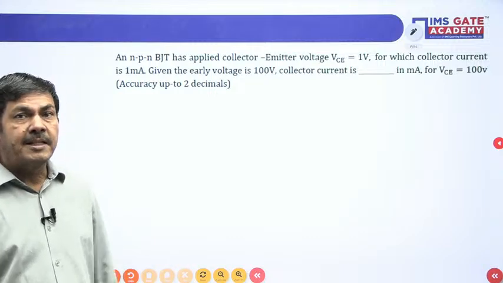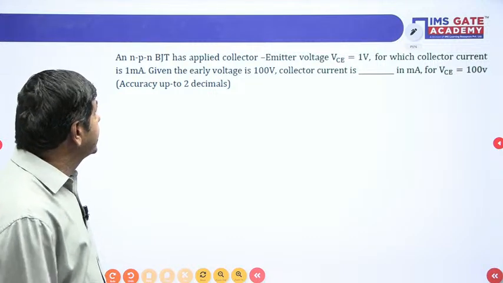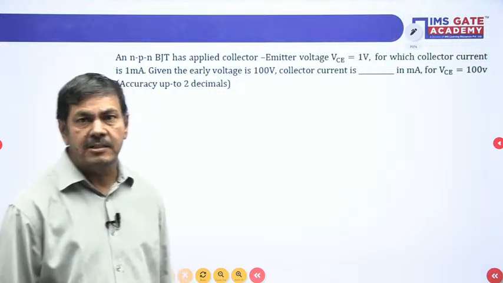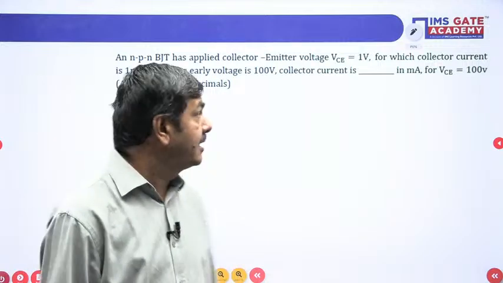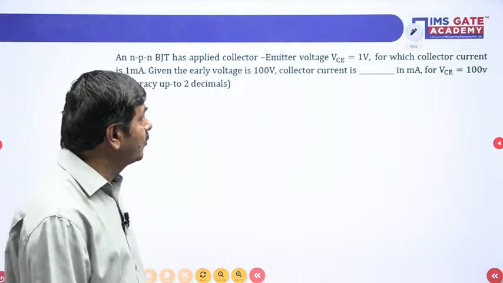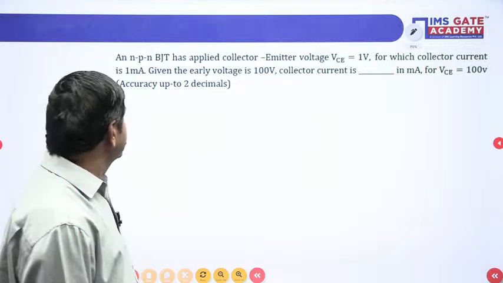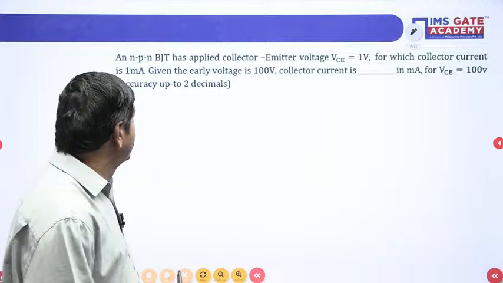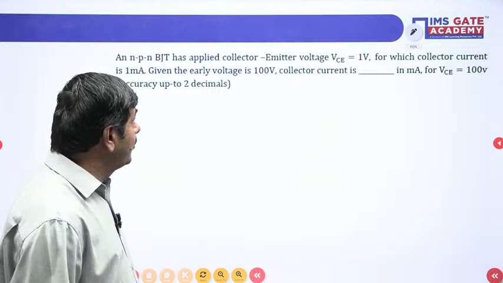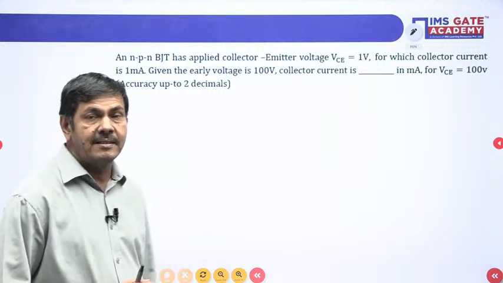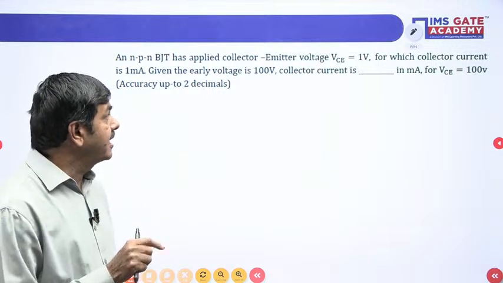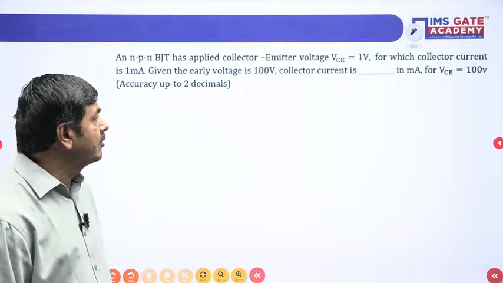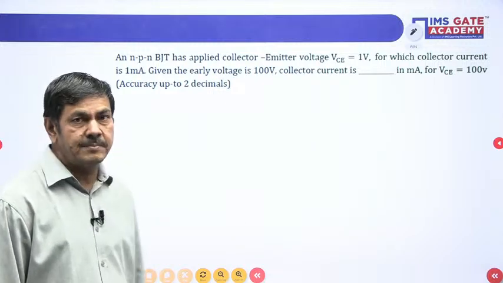What is given in this particular problem? An NPN BJT has applied collector-emitter voltage VCE equal to 1 volt, for which the collector current is 1 milliampere. IC is given as 1 milliampere in the problem. The Early voltage is 100 volts, also given in the problem. Find the collector current in milliamperes for VCE equal to 100 volts, with accuracy up to 2 decimals.